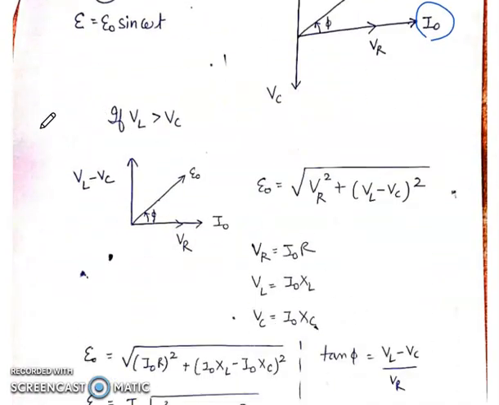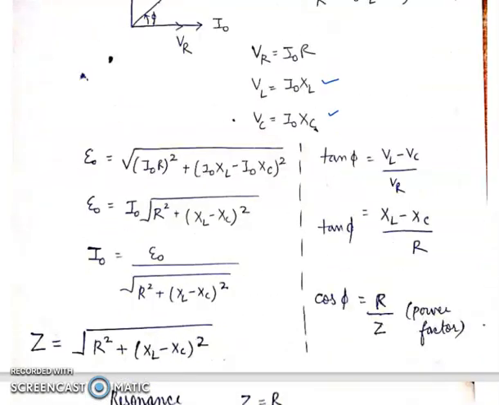If VL is greater than VC, then this will be our phasor diagram, and from here E naught is under root VR square plus (VL minus VC) whole square. VR is equal to I naught R, VL is equal to I naught into XL, VC is equal to I naught into XC. And here we put the values. Then we will get E naught is equal to I naught under root R square plus (XL minus XC) whole square. I naught की value ये आ जाएगी.